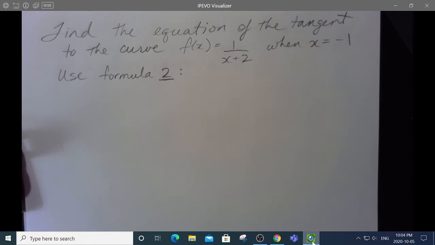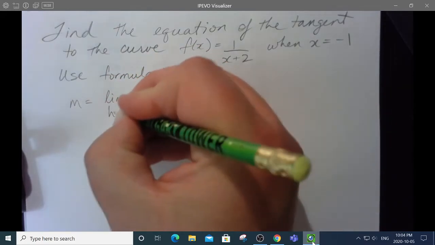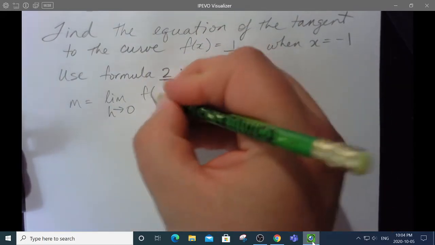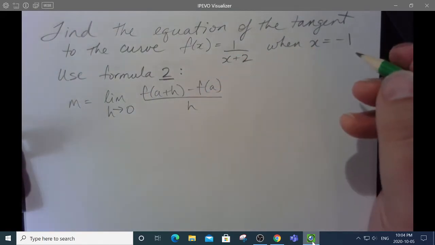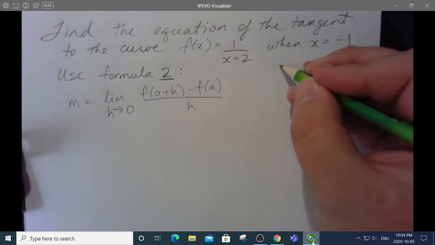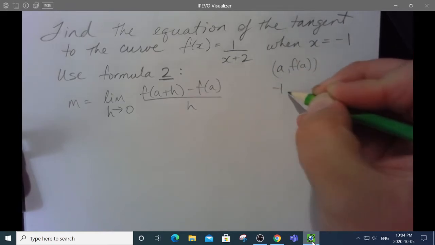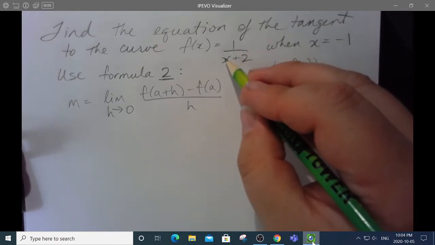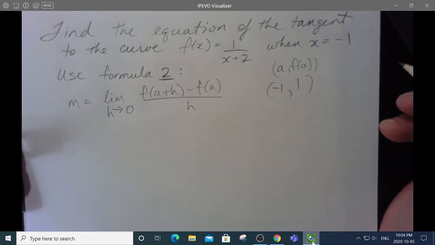All right, how did that go? All right, so let's see. I am going to start by, well, first let's write out formula 2. M is the limit as h approaches 0 of f of a plus h minus f of a all over h. And, okay, f of a, so a is negative 1. So f of a would be the function at negative 1, and let's run negative 1 through this formula. Negative 1 plus 2 is 1, so 1 over 1. So there we go. F of a is 1.